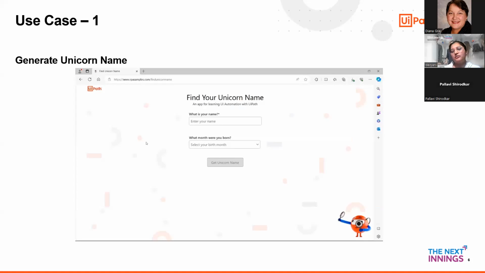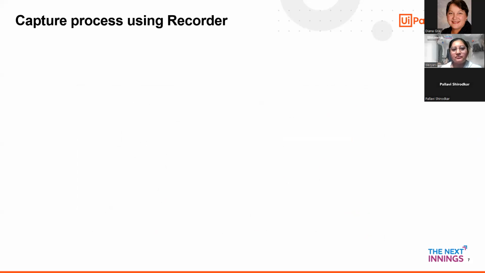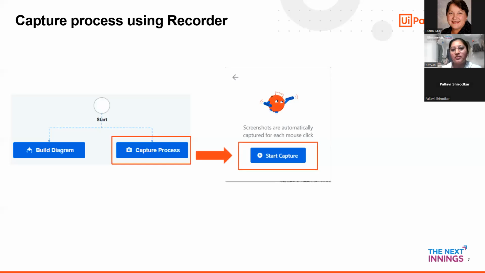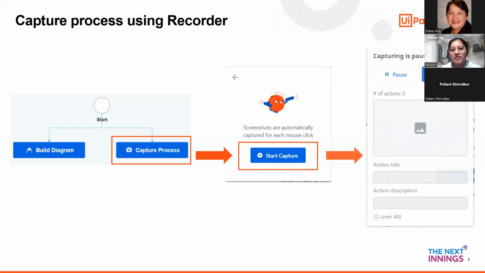So basically there was interaction between two applications and it was a very simple process with no decisions. So that is why we chose the recording option here. Then we also discussed how to record in detail. We started with capturing the process. Then we saw how the recorder is launched and how the capturing process happens in detail.